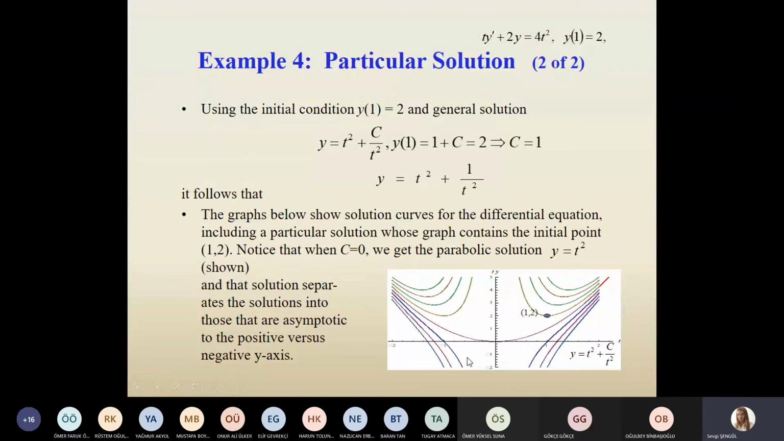And you can do it with MATLAB. You can use hold on and you can plot different solutions like that. Okay.